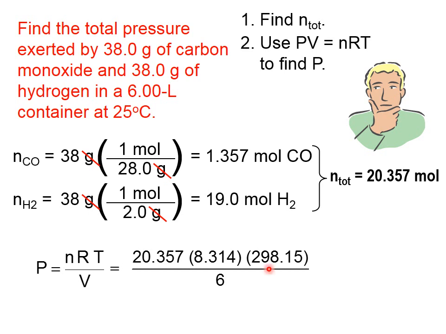The temperature needs to be converted into Kelvin, so I haven't shown that step, but I'm just mentioning it. 25 degrees Celsius turns into about 298 Kelvin, and there's our volume in the correct unit of liters. The total pressure is 8,410 kilopascals.